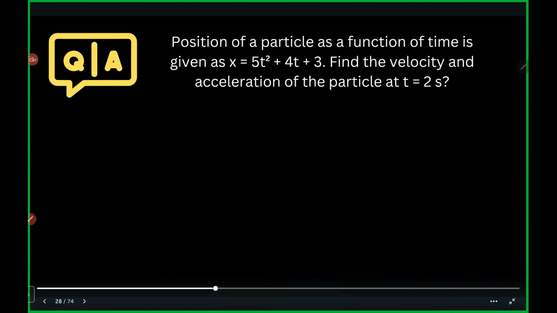Okay. Now we'll do one question. First you have to solve the question, then I will tell you the solution. So what is the question? The position of a particle is given as a function of time. Find the velocity and acceleration of the particle at t equals 2 seconds. Okay. Solve this question, everyone.